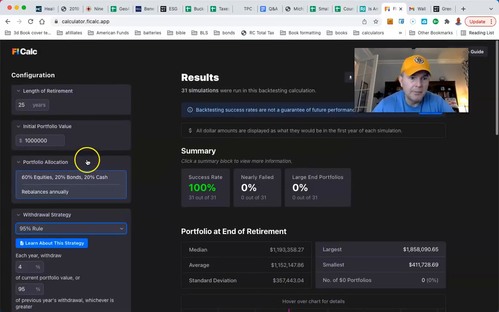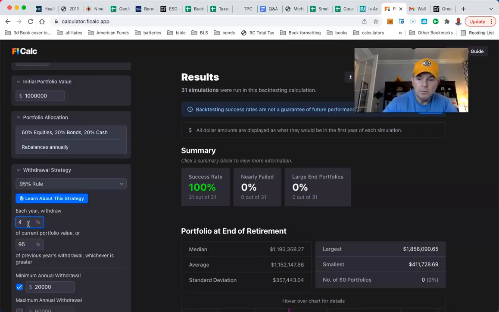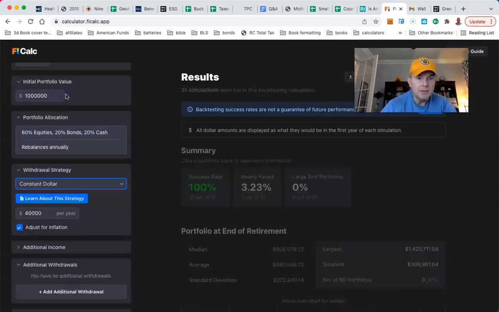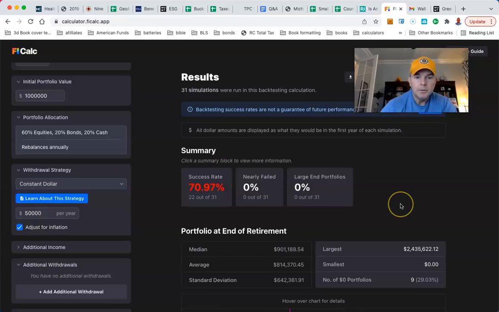All right, but I don't want 4%. I want 5%. So we're going to withdraw each year 5%, and we're going to go to just a good old-fashioned constant dollar. There we go. So now we're taking, oops, I didn't change it. We want 50,000 here. There we go. We're taking 50,000 a year adjusted for inflation.